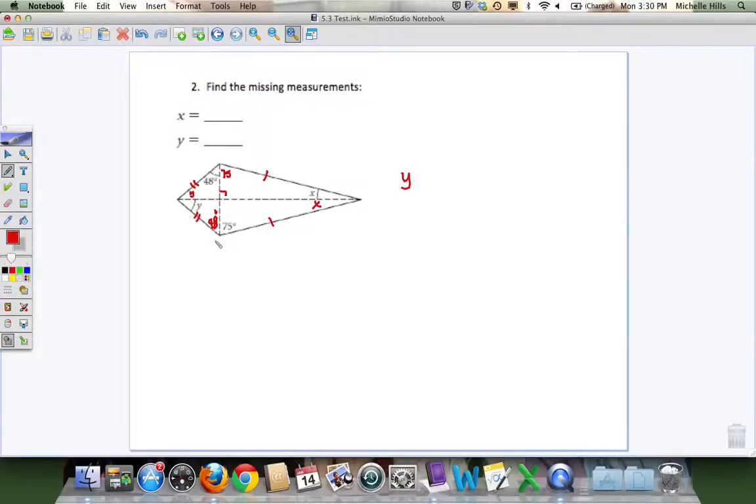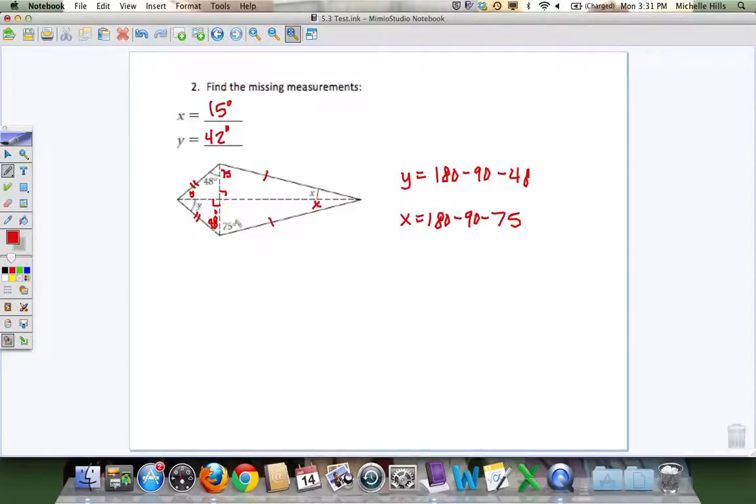I can find it a couple of ways, but since I know that this is a right angle, and I know this is 48 degrees, I can just take my 180, subtract out that 90-degree angle, subtract out the 48-degree angle, and y ends up being 42 degrees. For x, again using this triangle, I can take the 180, subtract out the 90, and subtract out the 75 to get x is 15 degrees.